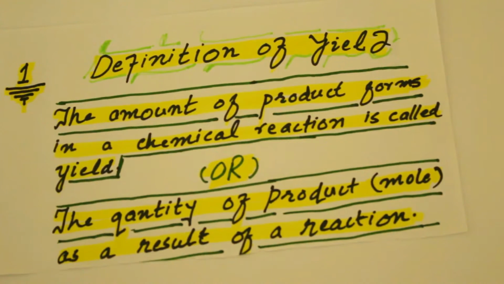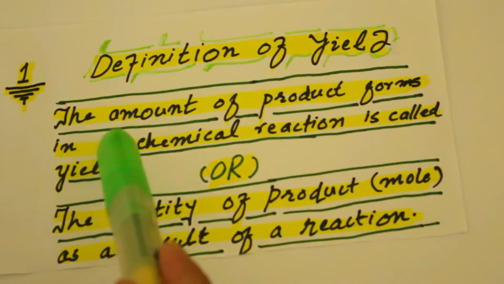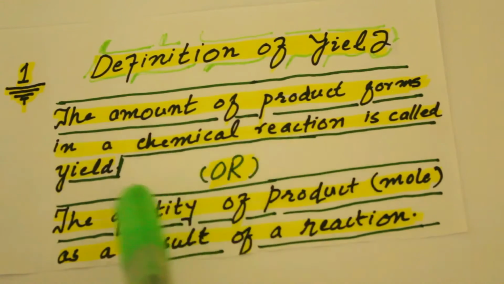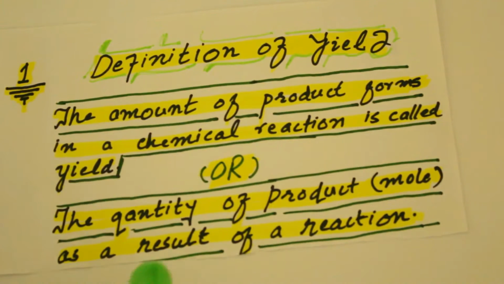So today we are going to discuss what yield is, what it means, and what it stands for. You can define this term in many different ways, but here I have defined it in two ways. The first way: the amount of product formed in a chemical reaction is called yield. The second way: it is the quantity of product in moles whenever a chemical reaction happens.